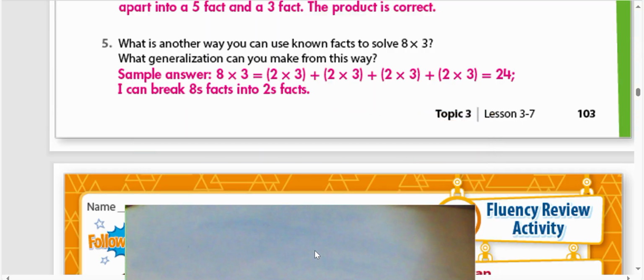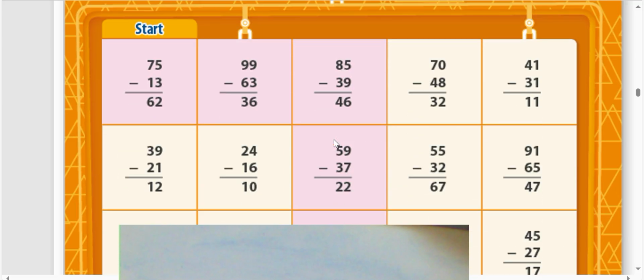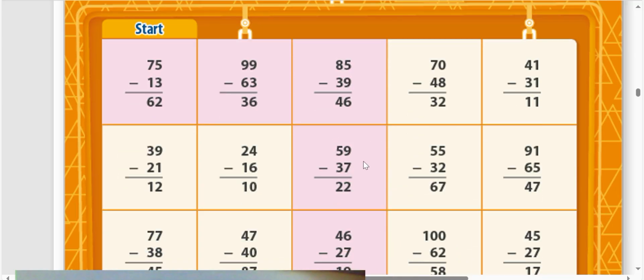We can break 8 into 2 factors. Here is a practice activity. For this example, you can stop the video and solve all these questions yourself. You can find the difference without borrowing 1.